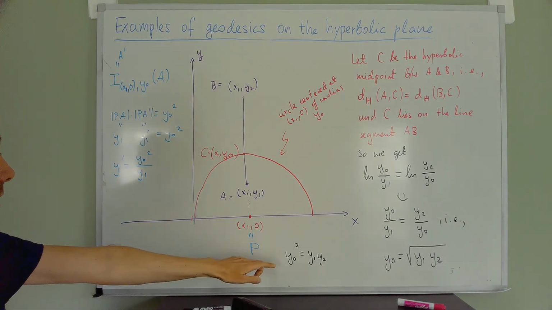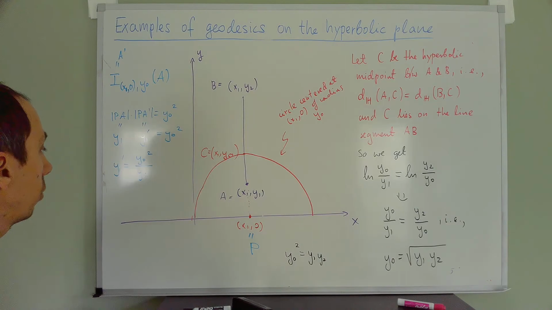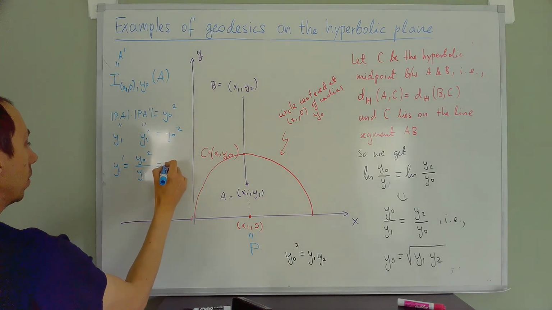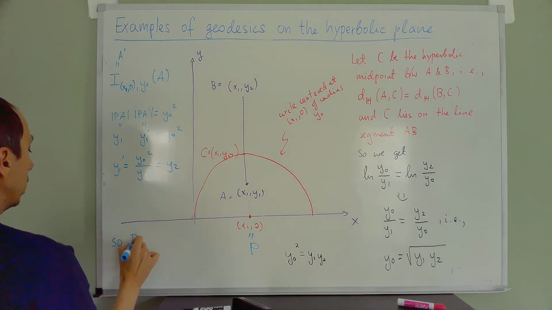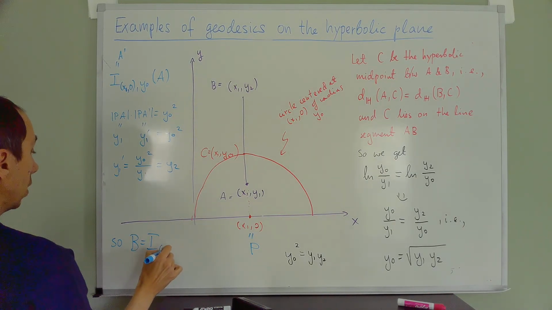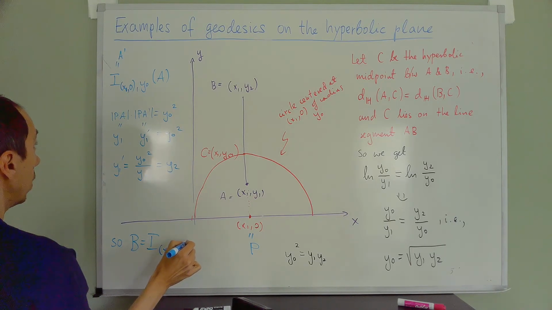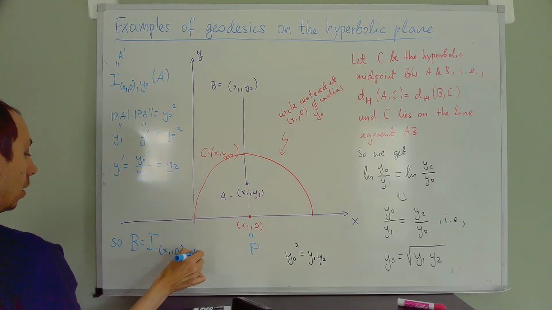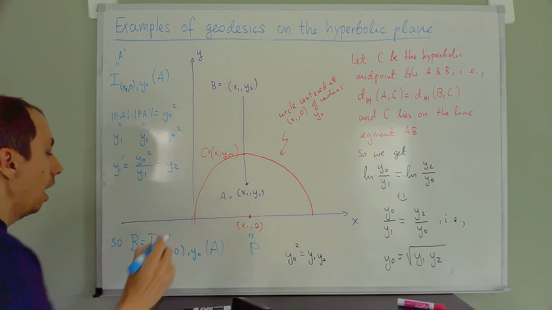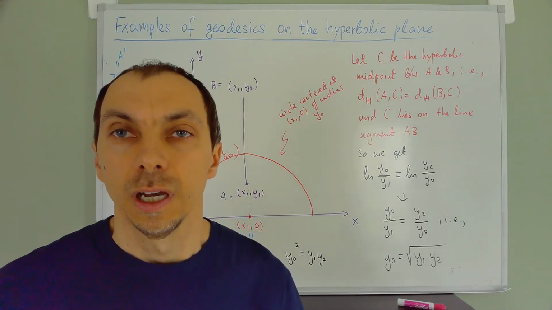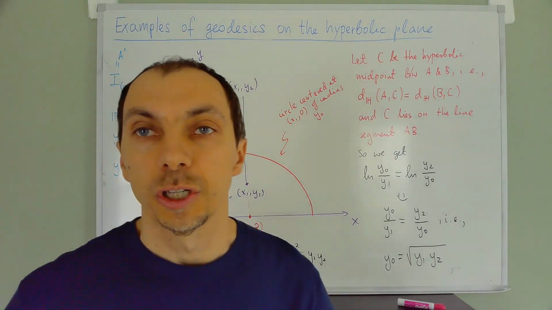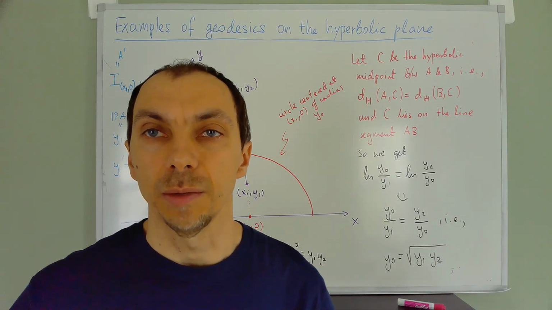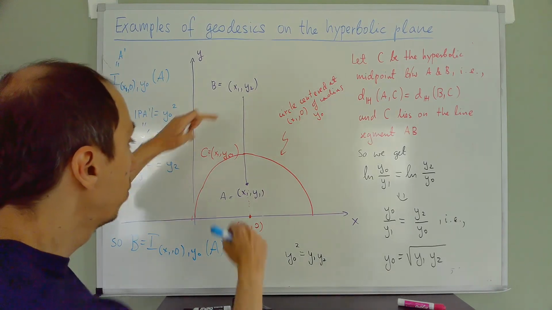Oh, but look at this. y0 squared divided by y1, that's y2. So B is the image of A under the inversion centered here, of radius y0, which is the hyperbolic midpoint of this line segment.